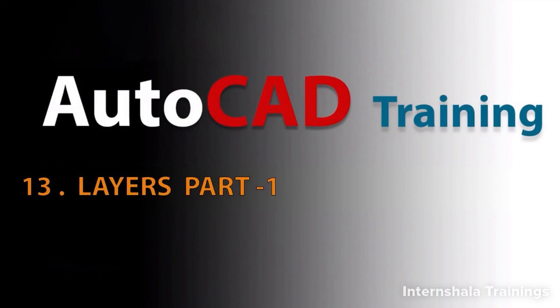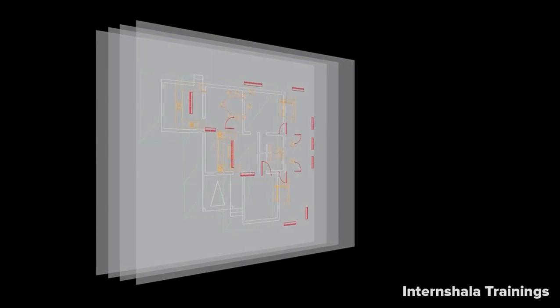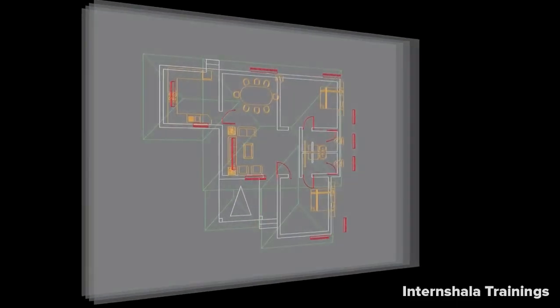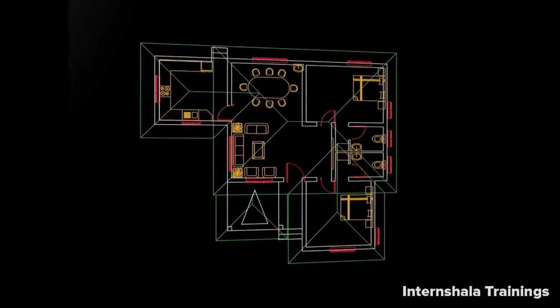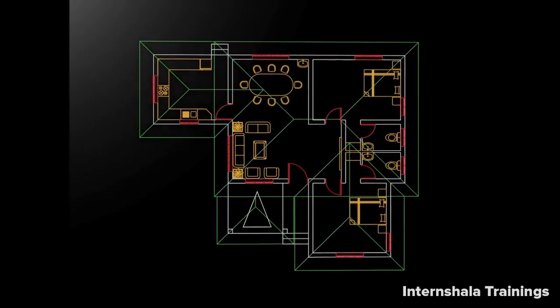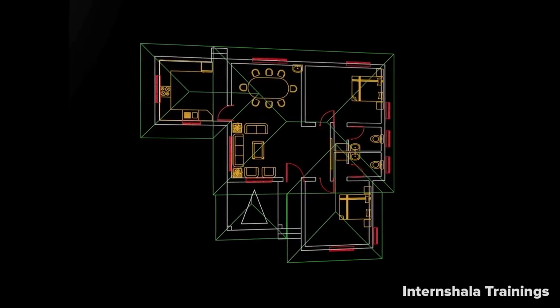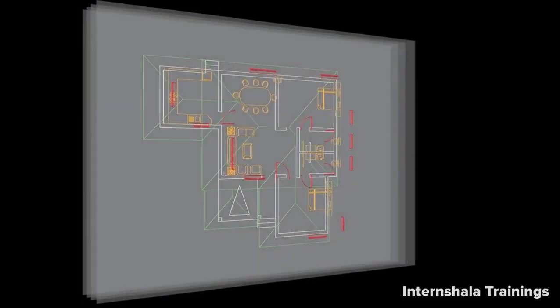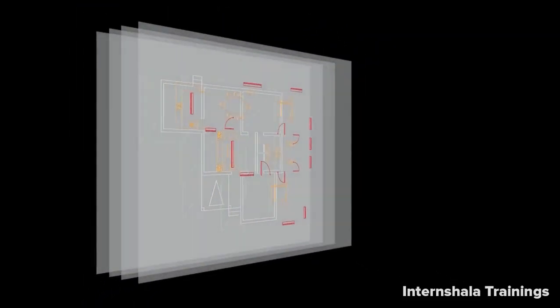Layers in AutoCAD are defined as transparent overlays. Imagine you are holding 10 transparent sheets of paper, each with 0 thickness. In each sheet, if you have drawn something, when you hold this bunch of sheets together, it will appear as if it is drawn in a single sheet. This is the idea of layers.